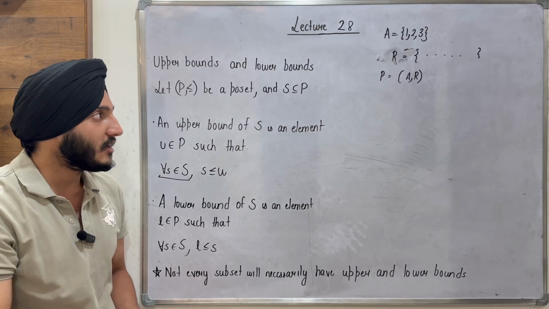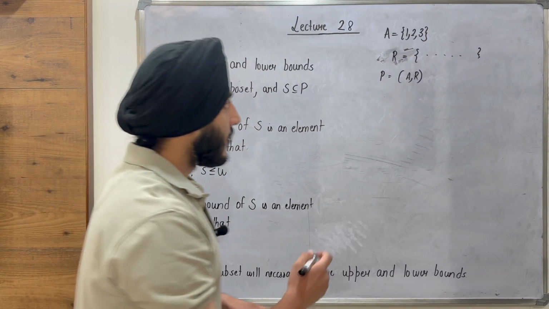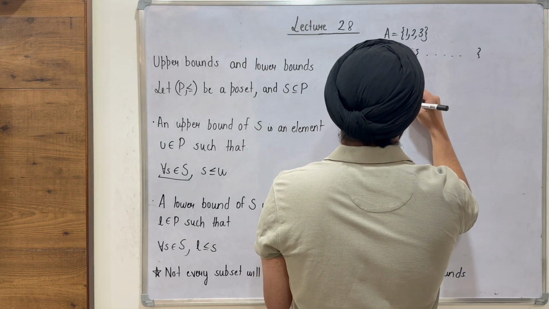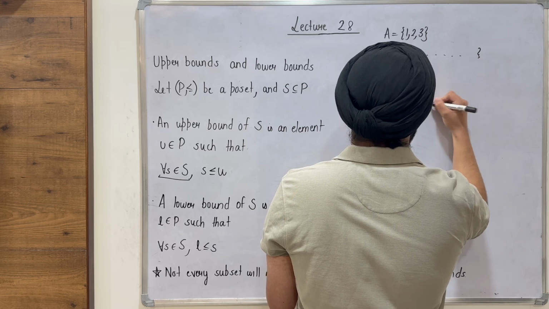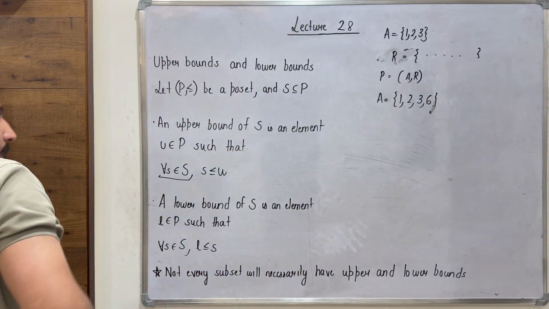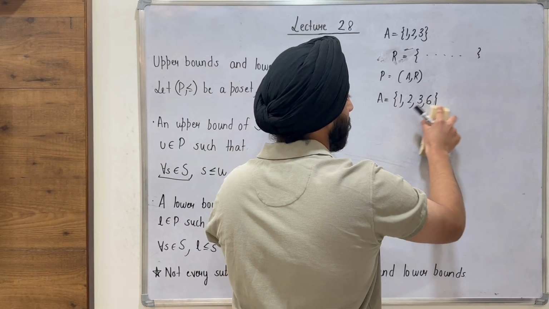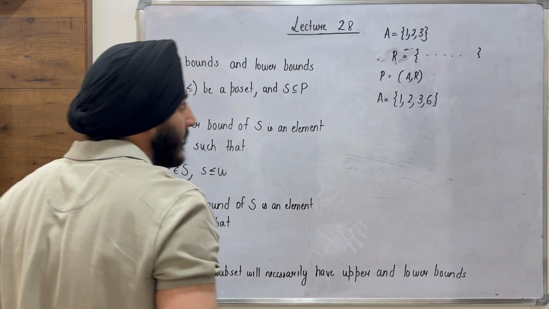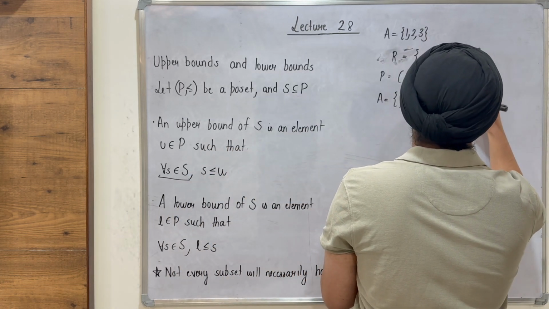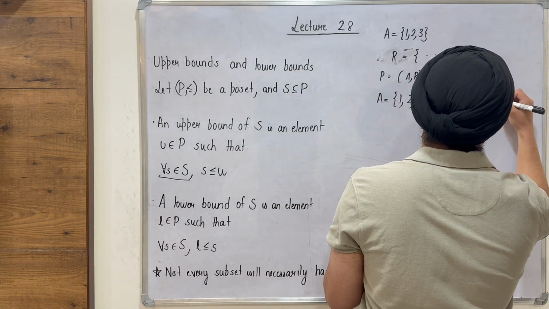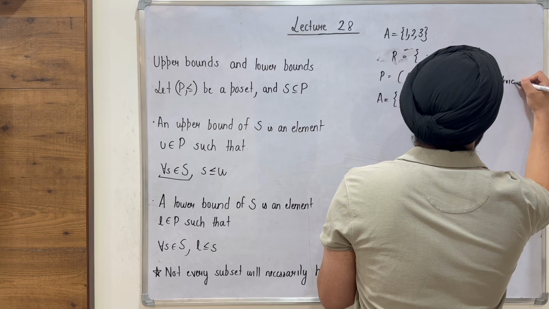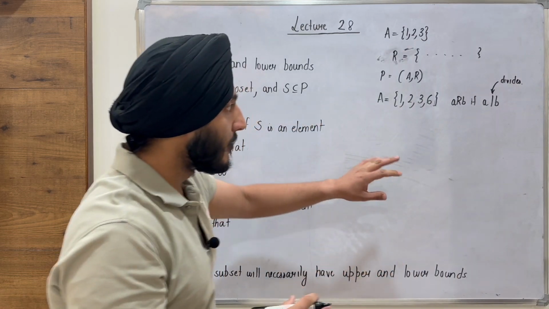I'll try to explain this with a small example. First, let's say I have A equal to {1, 2, 3, 6}, and I define a relation on it. Let's say I define the relation that a is related to b if a divides b, written a R b if a divides b. This is the divides sign.